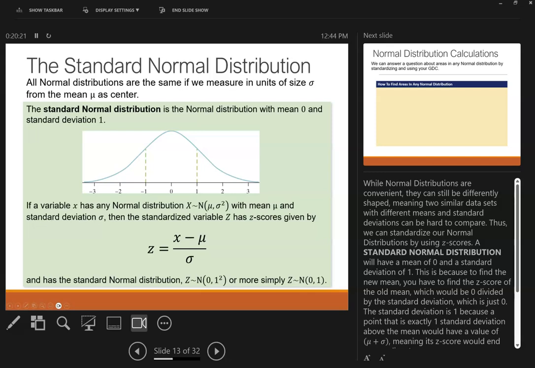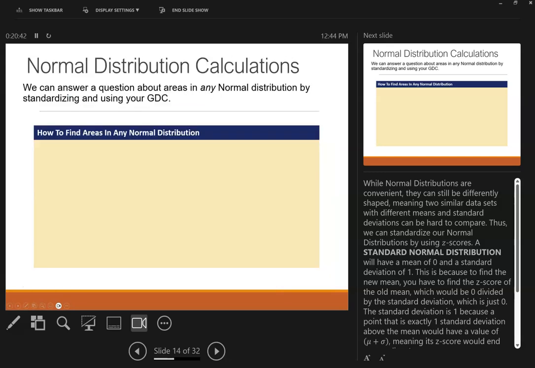So when I have a standard normal distribution, that's what I call it when I take every measurement in my data set and convert it to a z-score, I get a normal distribution with a mean of 0 and a standard deviation of 1.